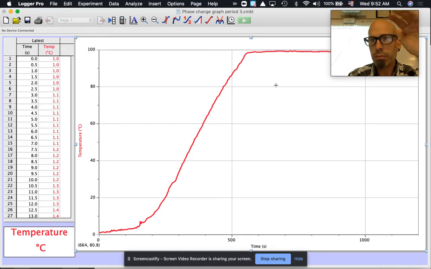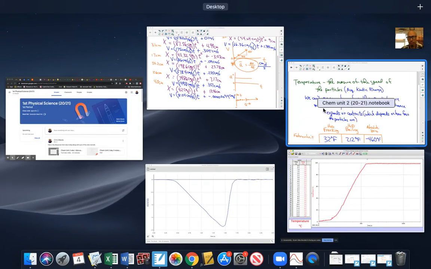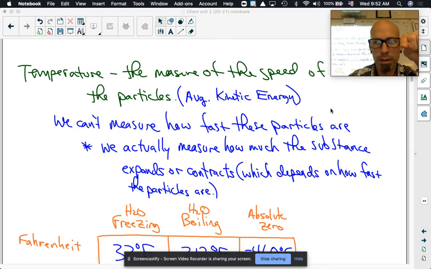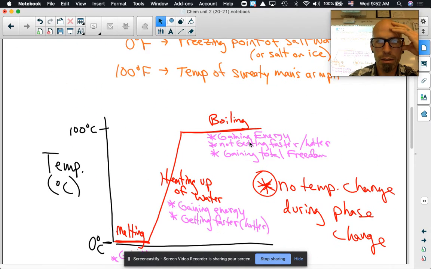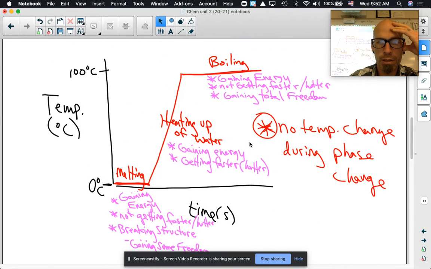So anyway, you were supposed to have sketched this. Now I added some things to this. This is what you wrote down the other day, or at least you should have, because it was in the notes that I had added. During the melting, all the while the beaker of ice was on the Bunsen burner flame, the particles were gaining energy.